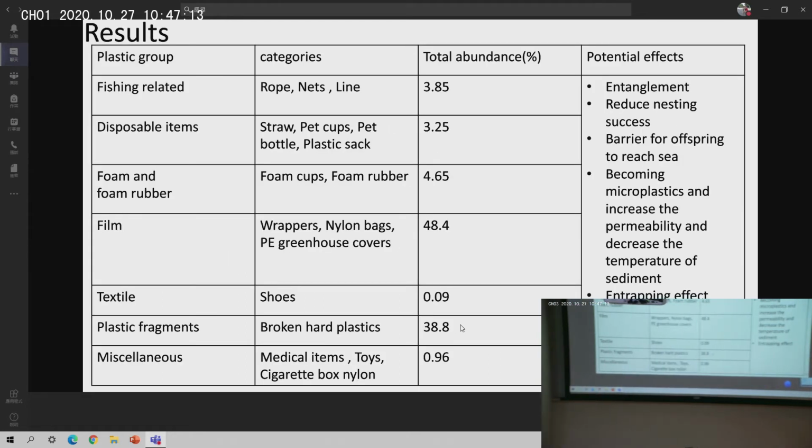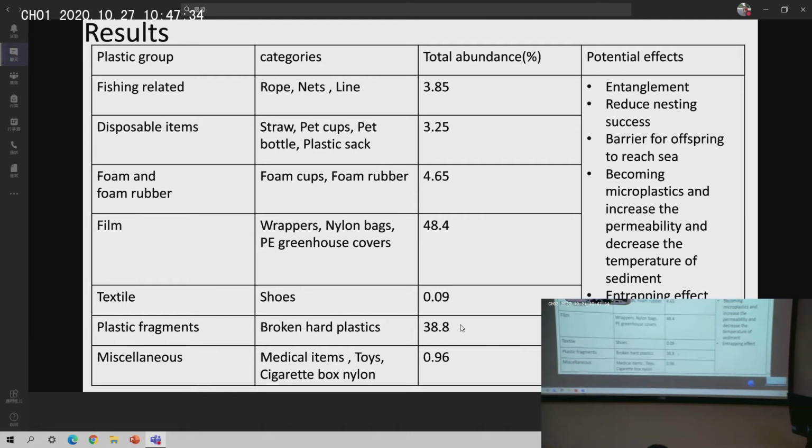And the next result, we can see that the first row is the plastic group, which is 7 kinds of plastics, and the second row is category. This category shows what plastics will have what litters. And the third row is the plastics' total abundance, and the potential effect is the last row, and the potential effect shows what potential effects the plastic might cause.